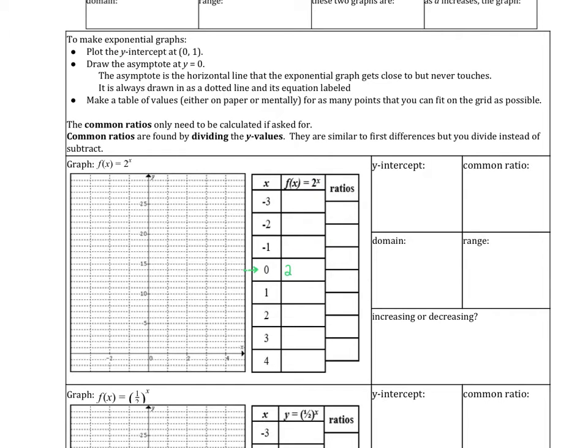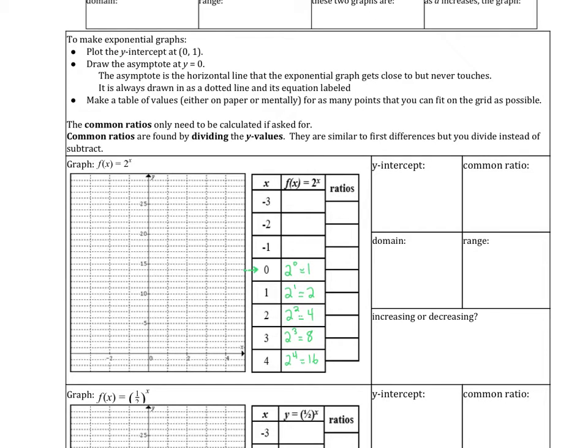So that means 2 to the exponent 0 is equal to 1. And if x is equal to 1, 2 to the exponent 1 is equal to 2. If x is 2, 2 to the exponent 2 is equal to 4. If x is equal to 3, 2 to the exponent 3 is equal to 8. And if x is equal to 4, 2 to the exponent 4 is equal to 16.